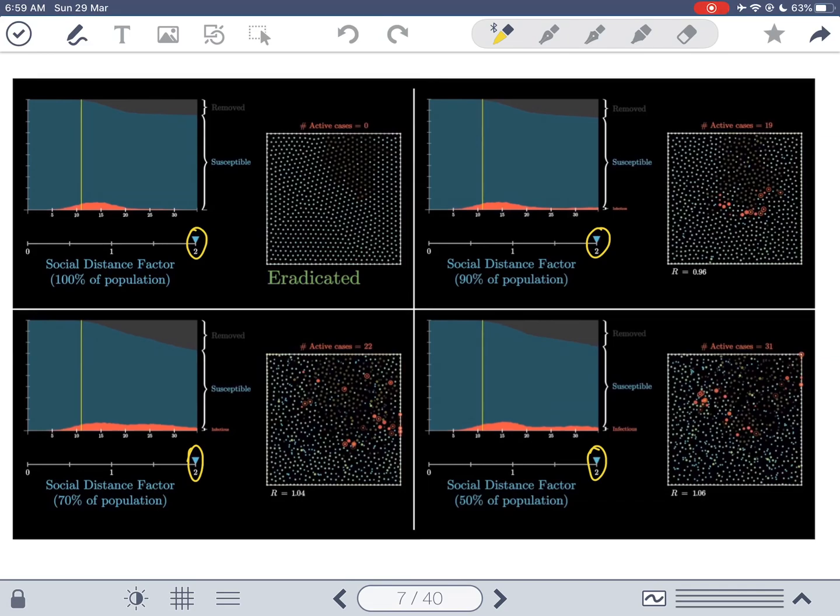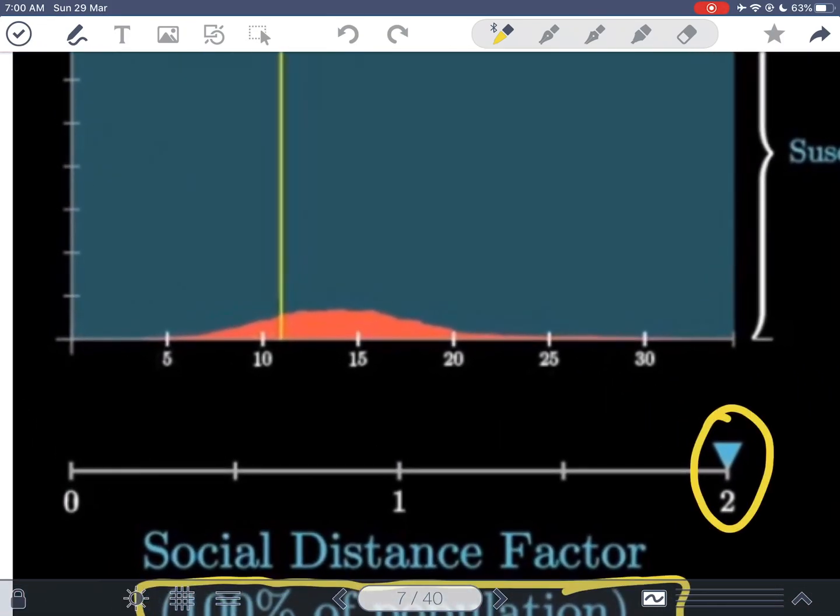And when you have 100% of the population doing this social distancing, then you eradicate the epidemic much faster. So if you look here, let's zoom in. It looks like 15 or 14. Yeah, this is 14 days to 15 days.